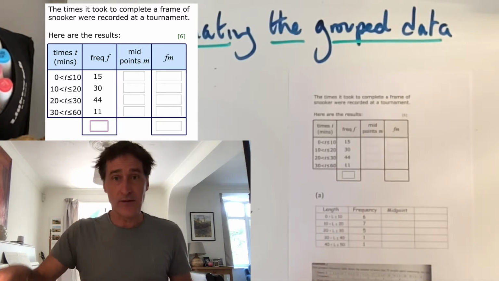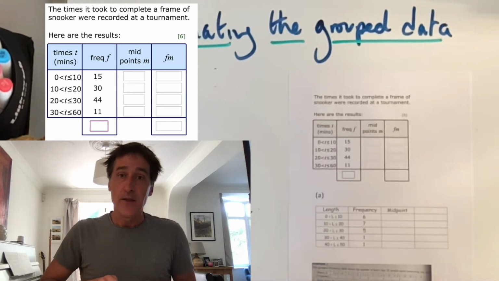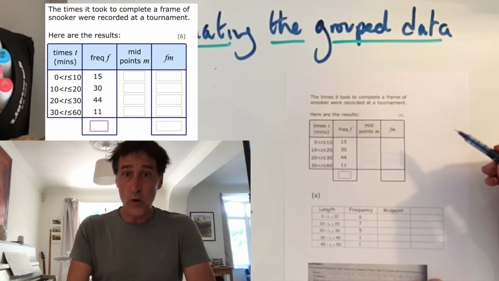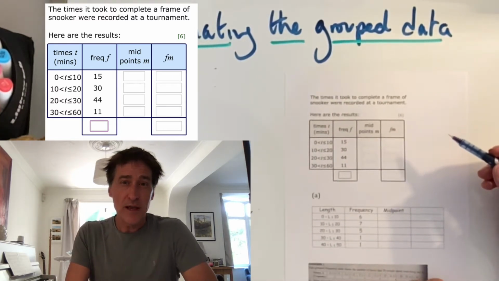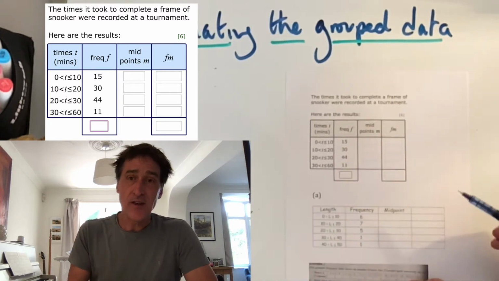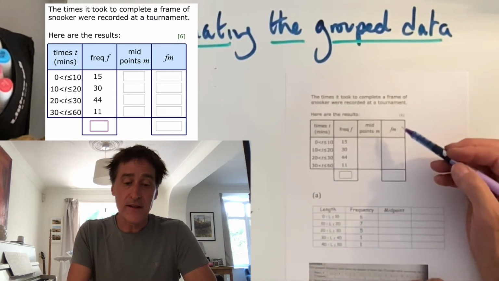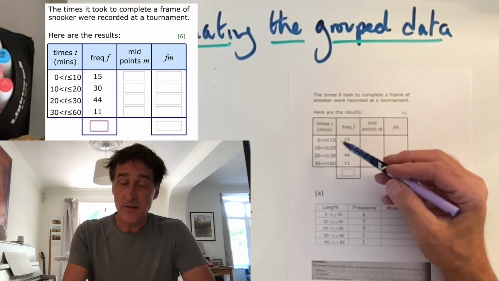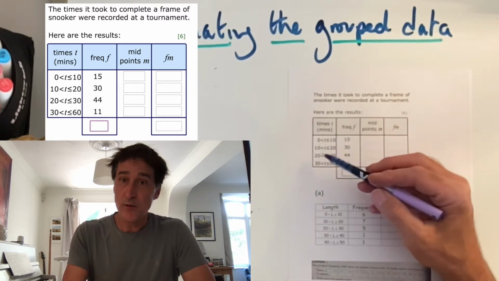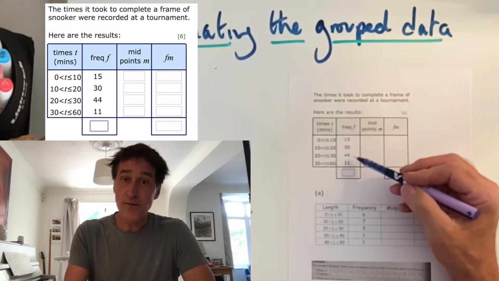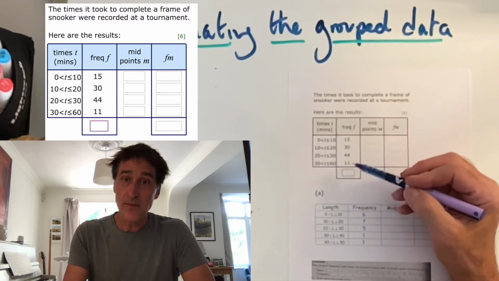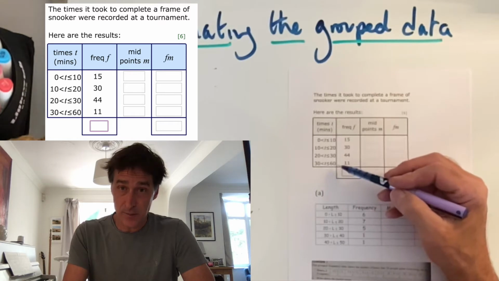So how to answer this? Well, firstly, as I said, we don't actually know the real raw data. In this example, it says the times it took to complete a frame of snooker were recorded: 15 times people did it between 0 and 10 minutes, 30 times it took between 10 and 20 minutes, 44 times it took between 20 and 30 minutes, and 11 times it took between 30 and 60 minutes.